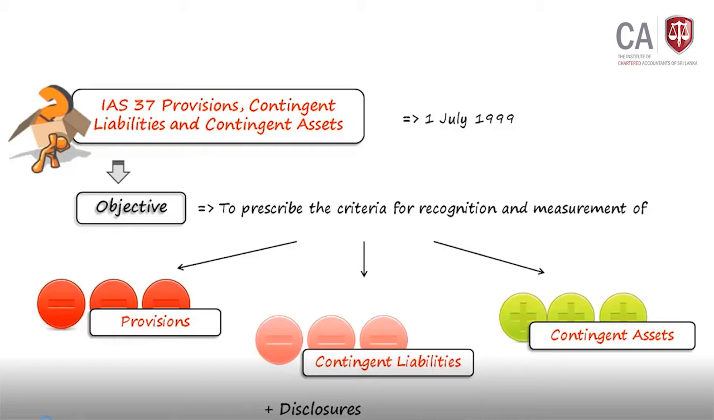The standard was introduced in July 1999. The objective of this standard is to prescribe the criteria for recognition and measurement of three things: provisions, contingent liabilities and contingent assets. For some elements, only disclosure is required. For others, some accounting treatment is required. We will discuss it, do not worry.